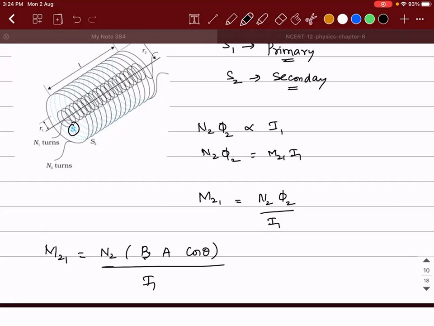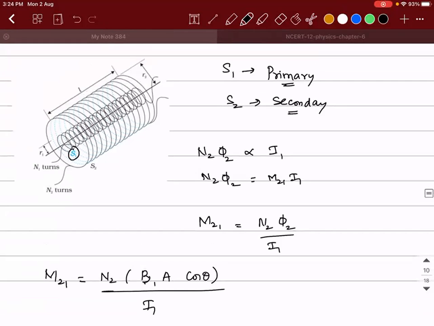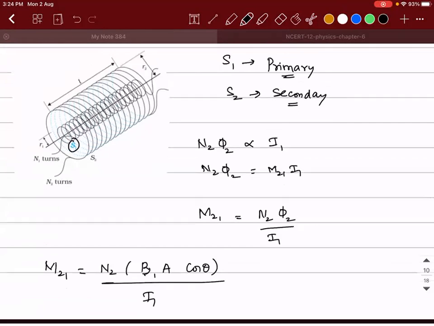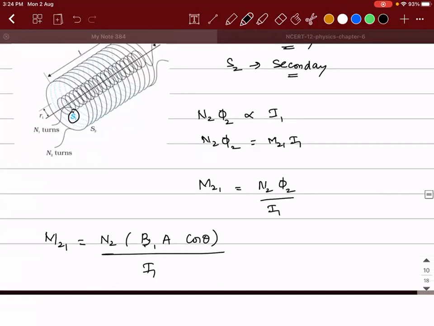So N2 into, what is the value of B? B will be nothing but B1. Why should I write B1 here? It is very simple, because the first coil is the one which is connected to the battery. So the first one is producing the magnetic field. Okay. Into what is the amount of flux that is present through the second coil?